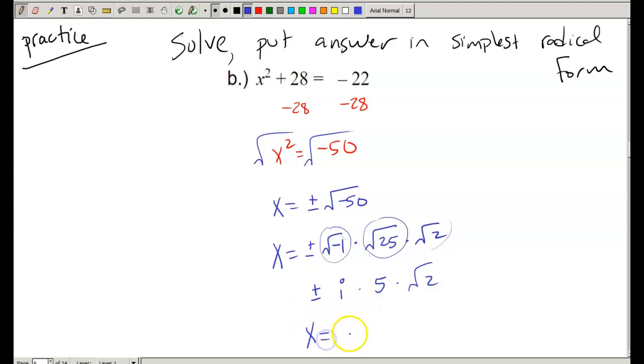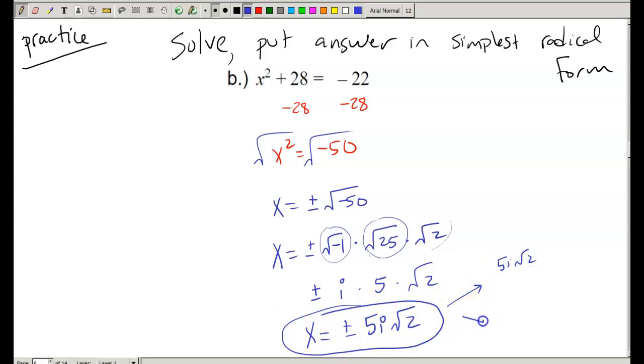My final answer here would be plus or minus, and then out of convention, I would just take the I and the 5 and write this as 5I root 2. So there is my answer. There are two answers here. One of them's positive 5I root 2. The other one's negative 5I root 2.